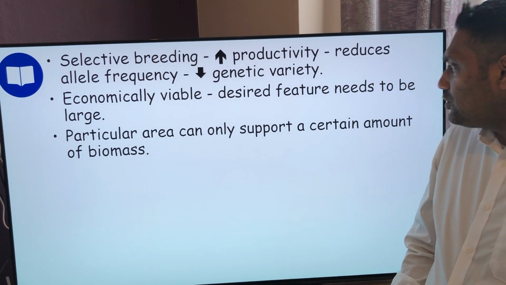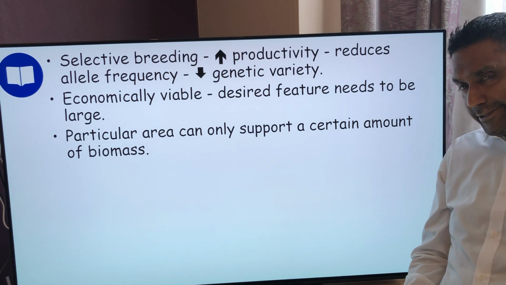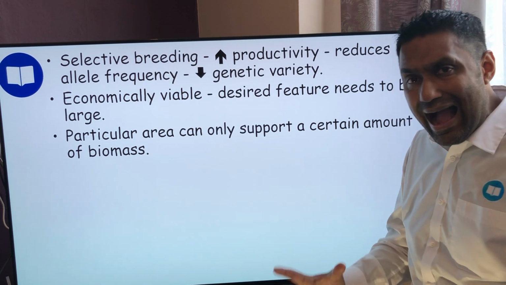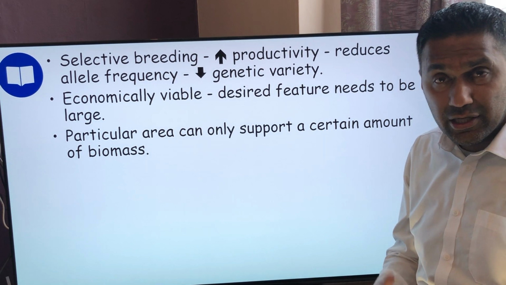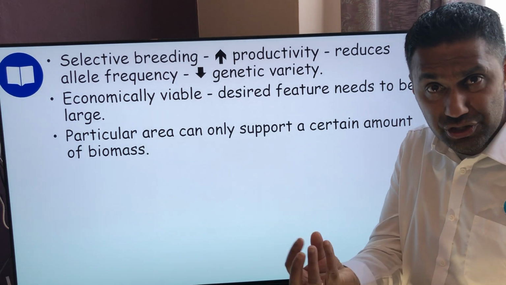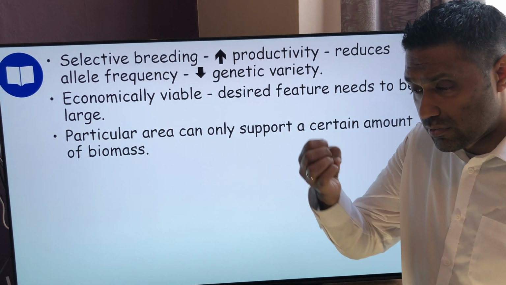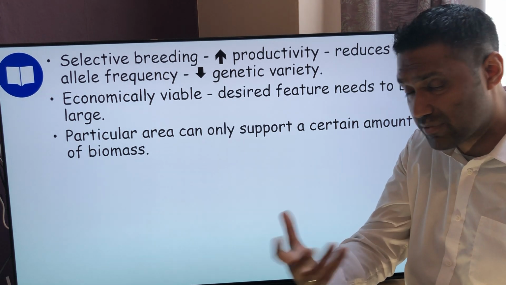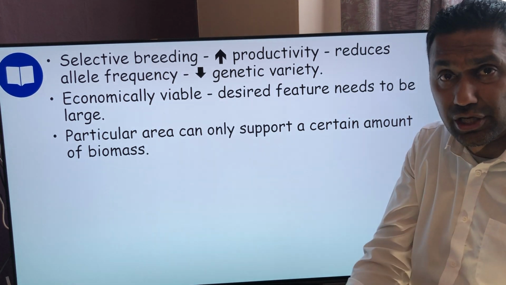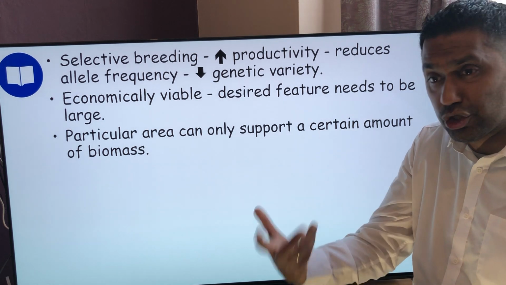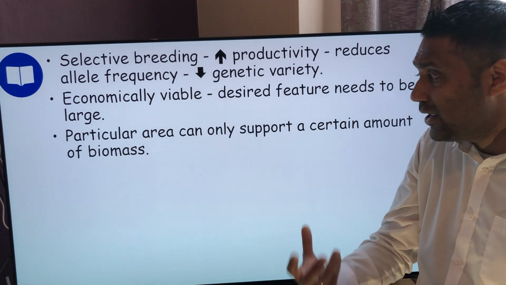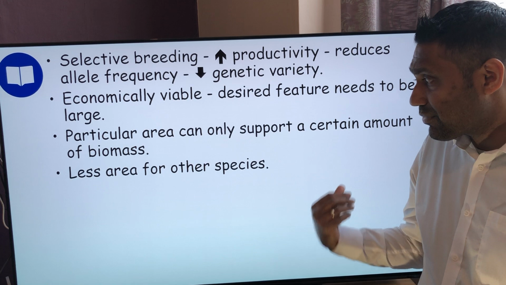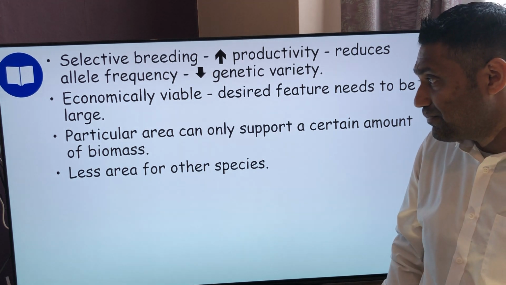A particular area can only support a certain amount of biomass. The soil can only have so much stuff growing out of it because there's only so much naturally occurring chemicals, minerals and fertilizer chemicals inside the soil, okay? So like manure, organic nitrates and things like that. So what farmers do is they throw loads of fertilizer into it.